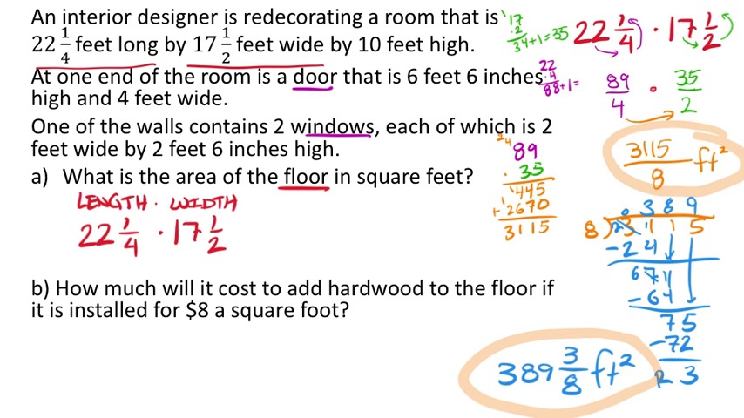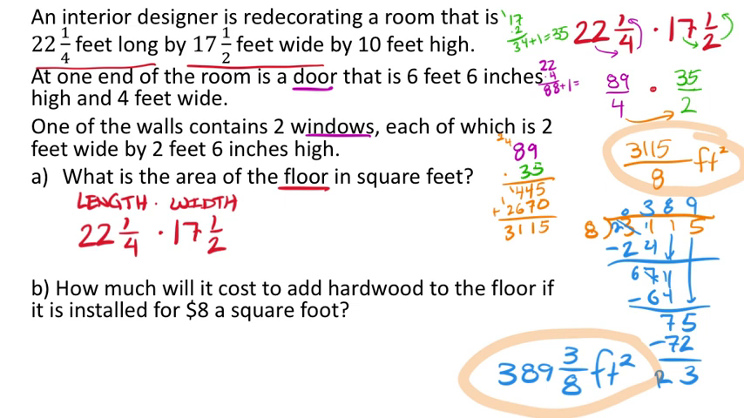But part B now, how much will it cost to add hardwood to the floor if it is installed for $8 a square foot? Now, of course, we're not putting anything else in there, like the padding they put underneath, and I don't think you need nails for this kind of stuff, but whatever. So what we're going to do is just figure out the cost of just the hardwood floor, which is $8 a square foot.